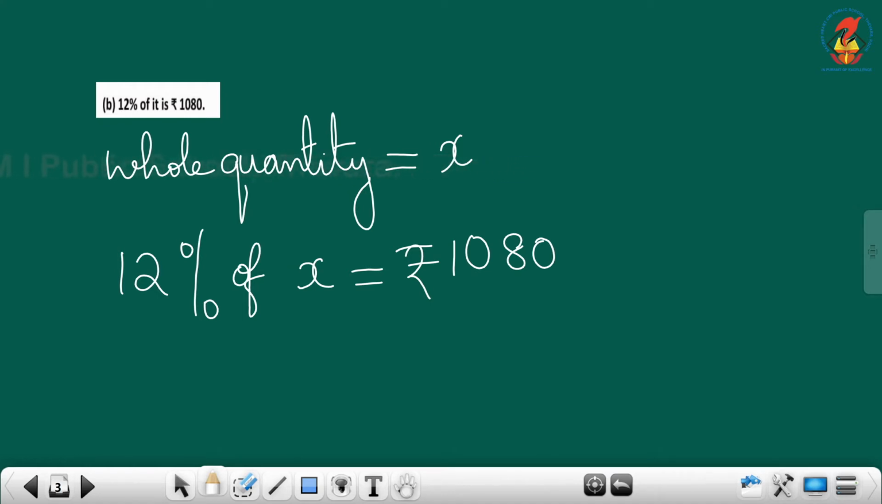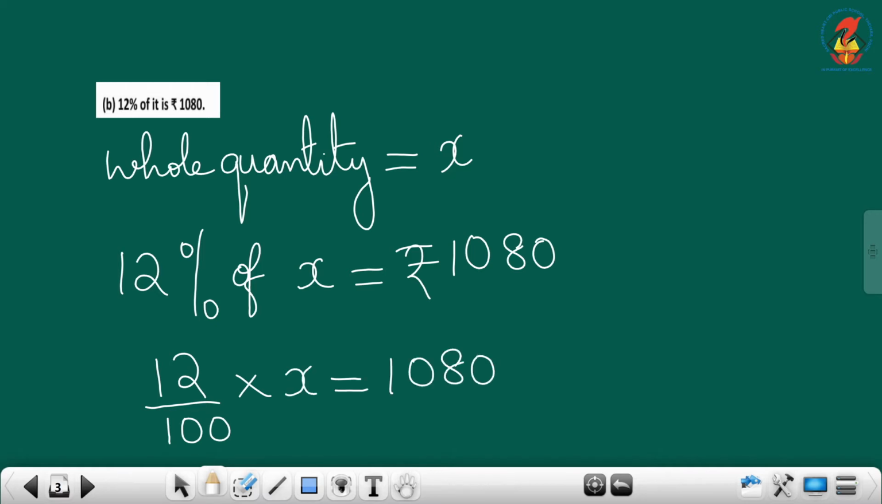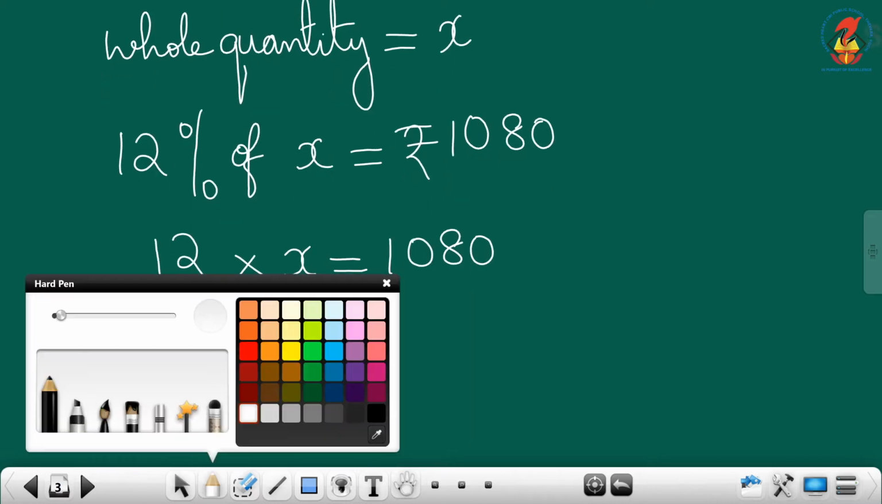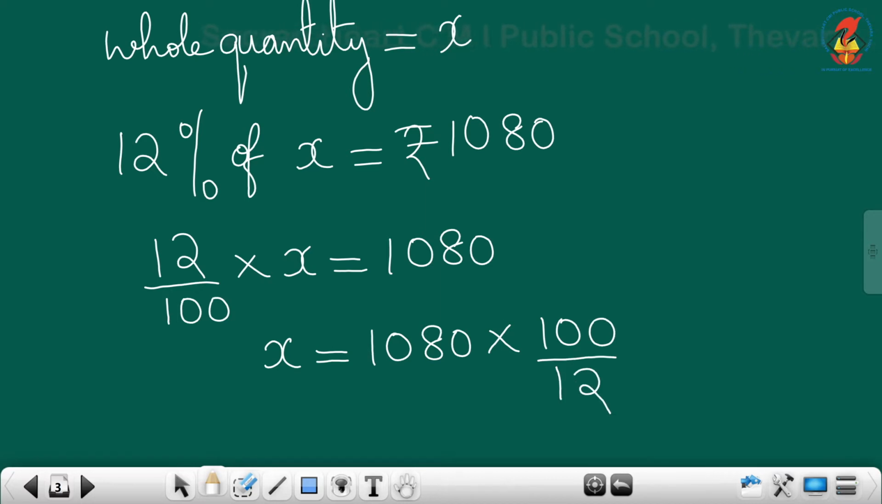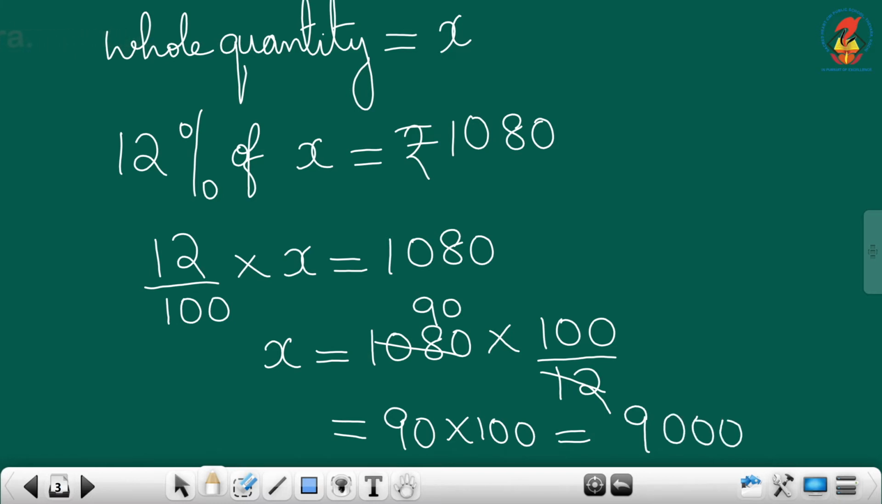So how will we find the whole quantity? 12 by 100 into x, where of means multiplication, is equal to 1080. Just do the transposing method, children. x is equal to 1080 into 100 by 12. So 1080 divided by 12, what is the answer? 90. Use the shortcut method. 90 into 100, what is the answer? 9,000.